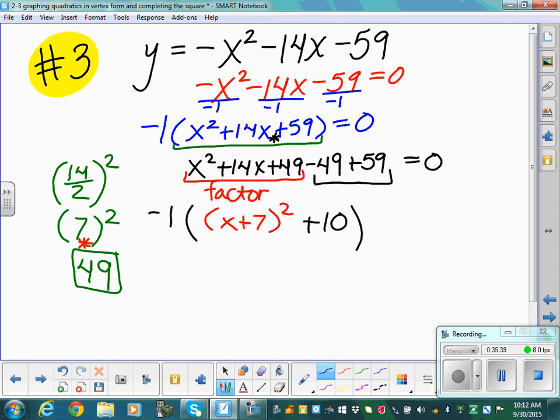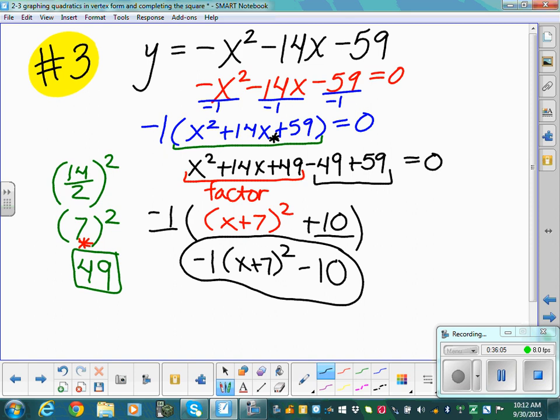Okay? Now, we want it to stay in vertex form. So we're going to multiply each of these things by negative 1. So we'll have negative 1 times x plus 7 squared. Now, we're not going to distribute negative 1 in there because we want to keep it in vertex form. That is vertex form. But then we also have negative 1 times positive 10, which is negative 10. So this would be in vertex form.